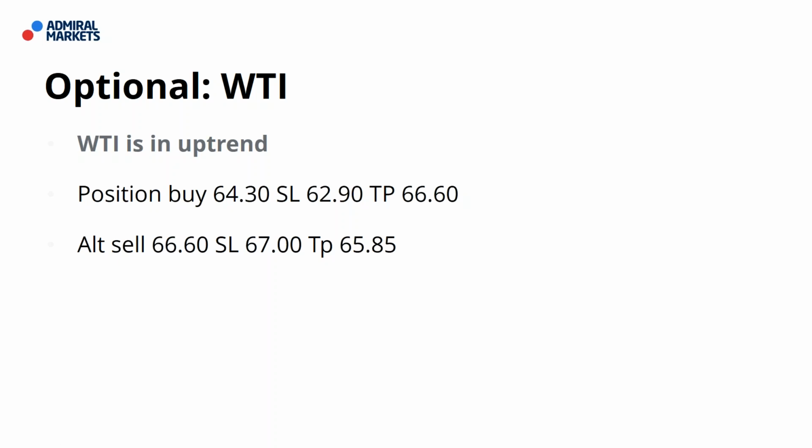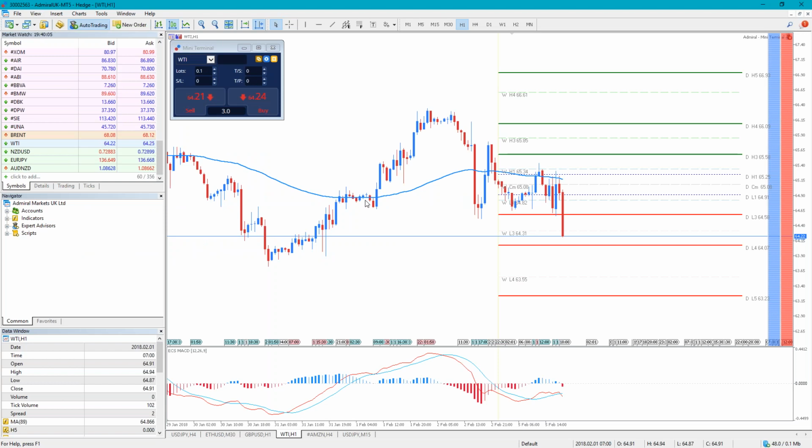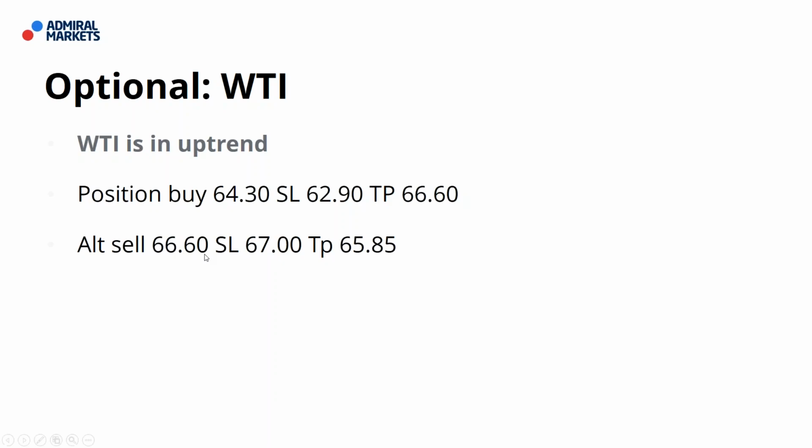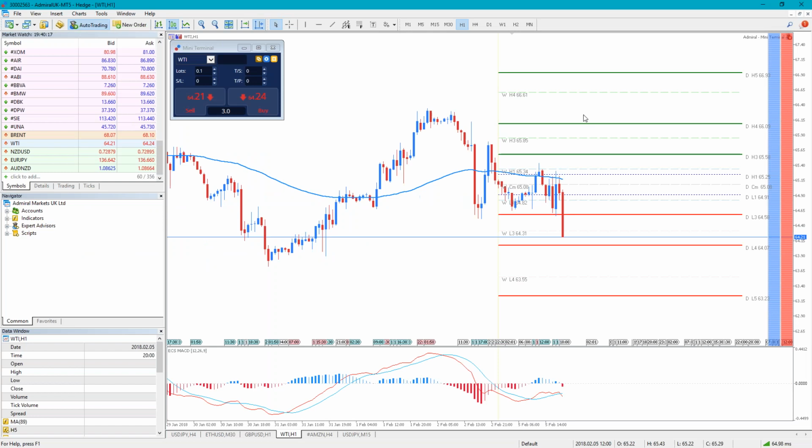The price, there is a lot of profit taking happening now. So WTI is in the buy zone, while we don't go for a sell now, but it could actually, if it rejects, it could go to 66.60. Here. And from this spot, I think it could reject.